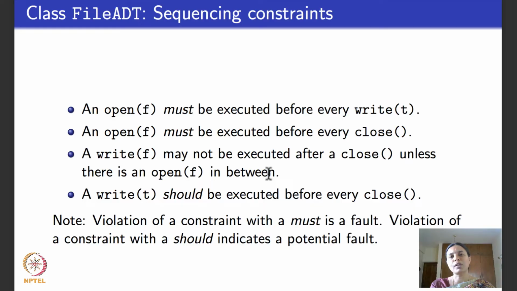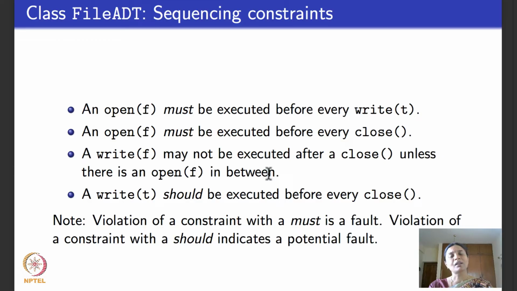So what does the fourth one say? Fourth one says write should be executed before every close. So suppose this is violated. Then what will happen? Then it means that a piece of software is trying to do some dummy operations on a file. It could just open a file, close a file, open a file, close a file without doing anything. It doesn't read from a file. It doesn't write onto a file. So it is just keeping itself busy but doing nothing. So we would want to prevent such things.